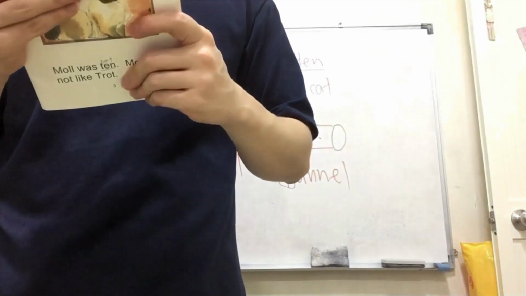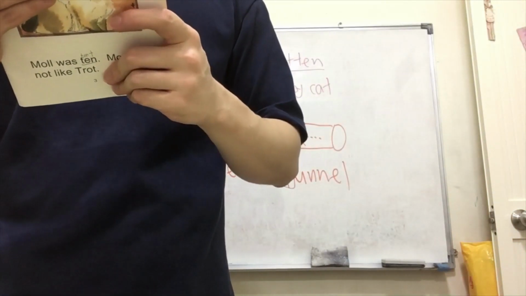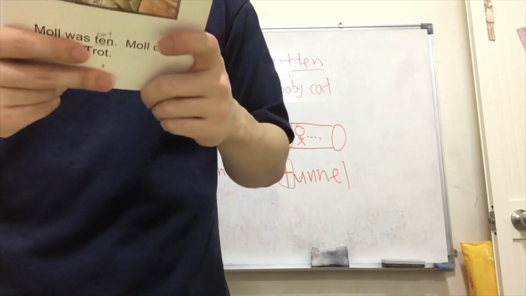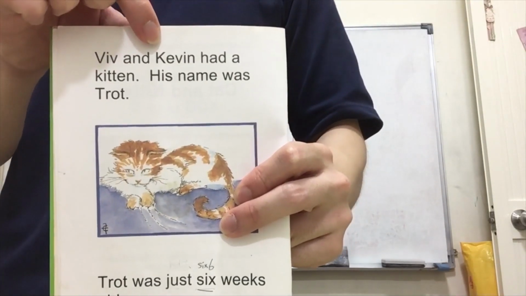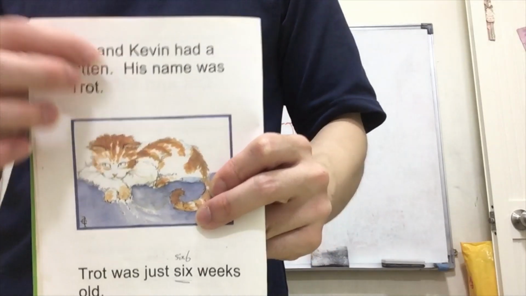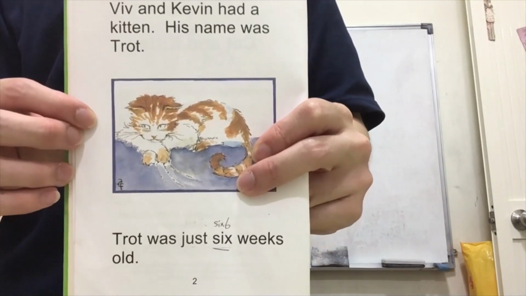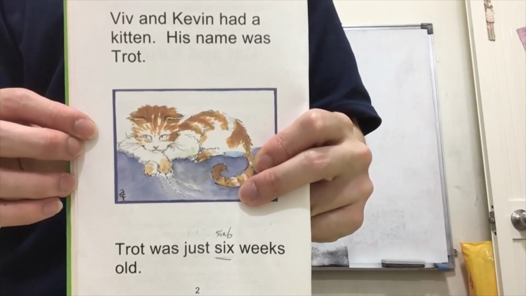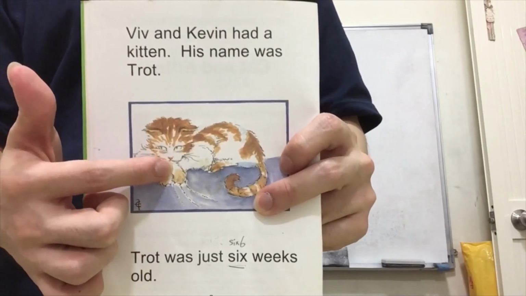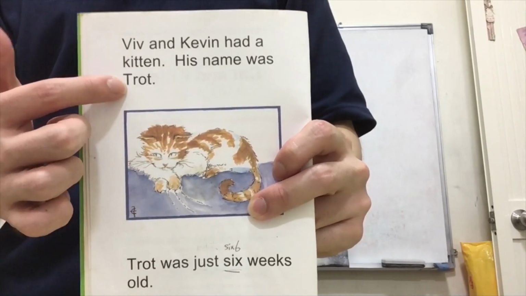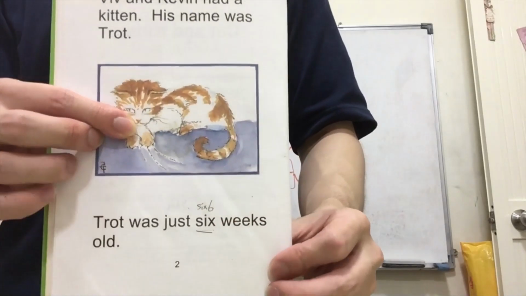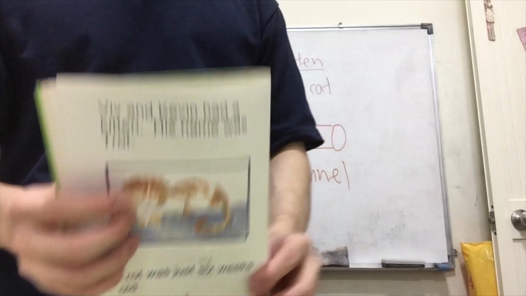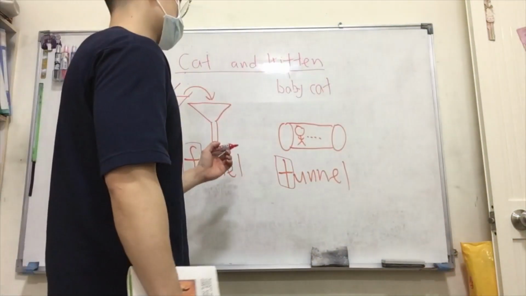Viv and Kevin had a kitten. His name was Trot. Trot was just 6 weeks old. So this is a kitten, right? And the name of this kitten is Trot. Trot is 6 weeks old.